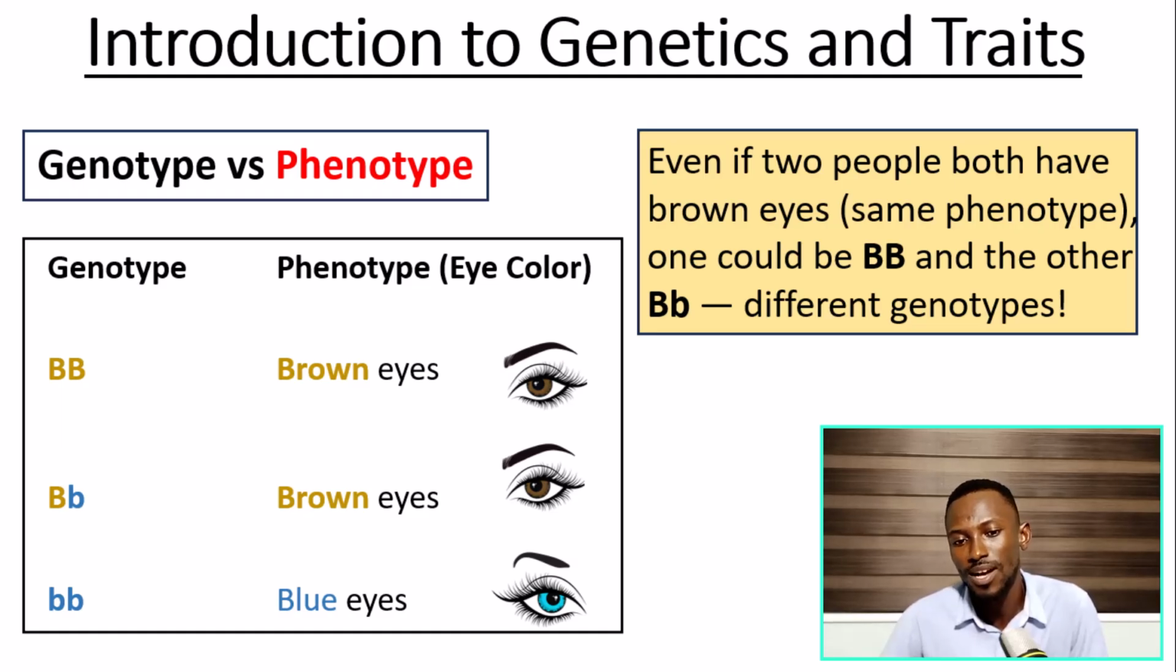Two people can have the same eye color, maybe brown eyes, that is their same phenotype. But you see two individuals both having brown eyes, and their genotype might be different. Maybe one of them is homozygous dominant, capital B, capital B, and the other might be heterozygous dominant, capital B, small b. They have different genotypes. So this is just a brief recap or introduction to genetics and what you know about traits.